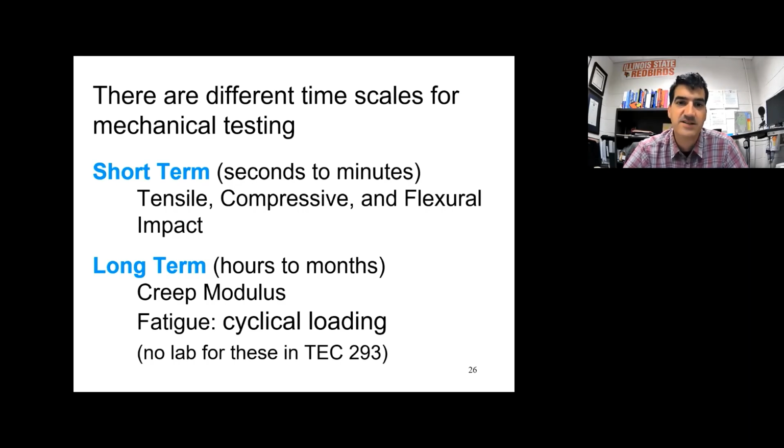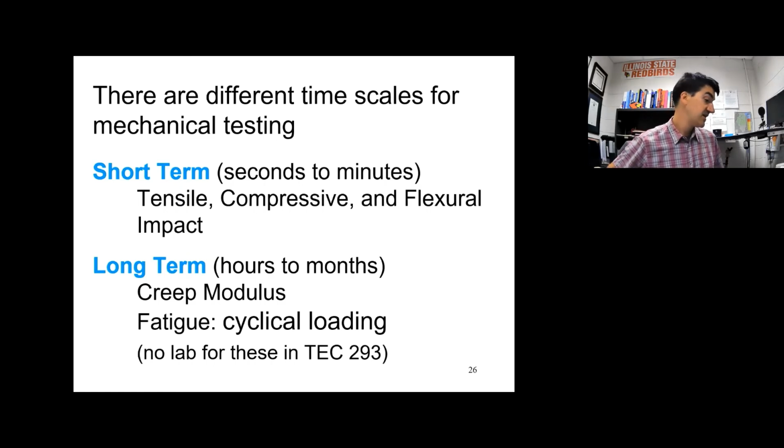Okay, now the next ones we're going to talk about are ones that we aren't actually going to do labs on in TEC 293, but they're still important enough that I want to mention them at least once in the semester. Most of the tests that we're going to do in 293 are what we would consider short-term tests. Short-term tests we can do on the order of seconds to minutes. None of these tests are going to take longer than a couple of minutes.